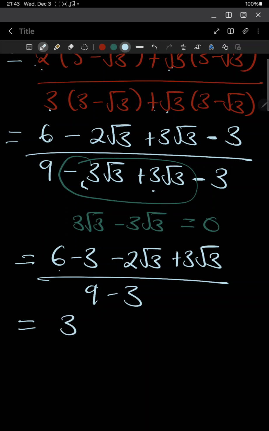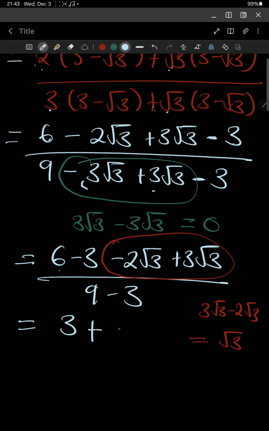If you observe carefully here, only on this side, negative 2 square root of 3 plus 3 square root of 3, same as 3 square root of 3 minus 2 square root of 3. So if we subtract this, it is same as we have square root of 3. So that will be our answer. We'll give the sign to the bigger number. So it will be plus square root of 3 divided by 9 minus 3.